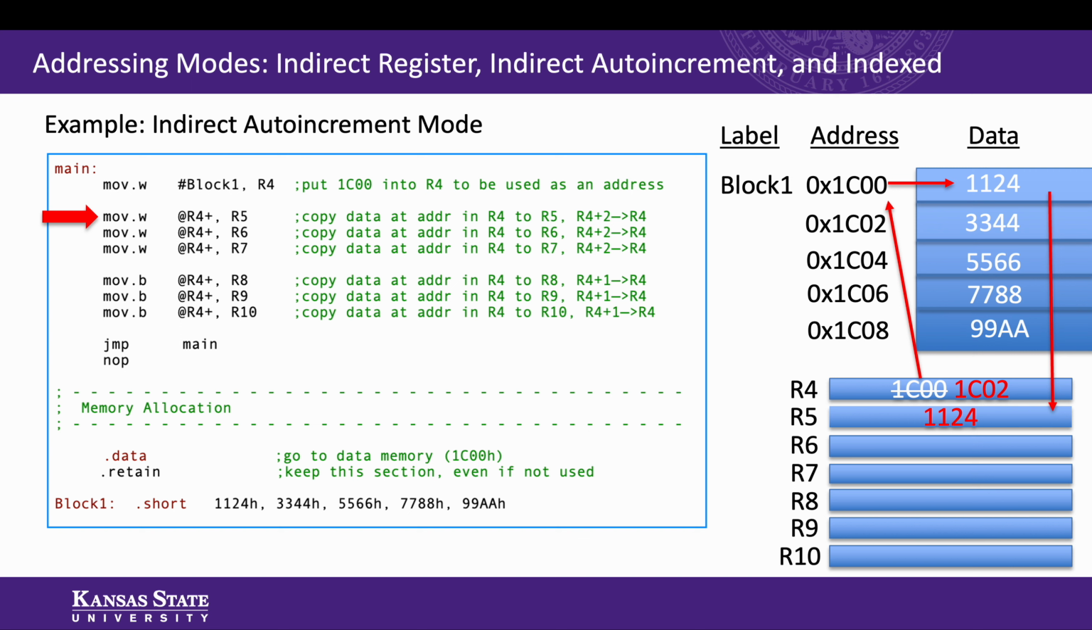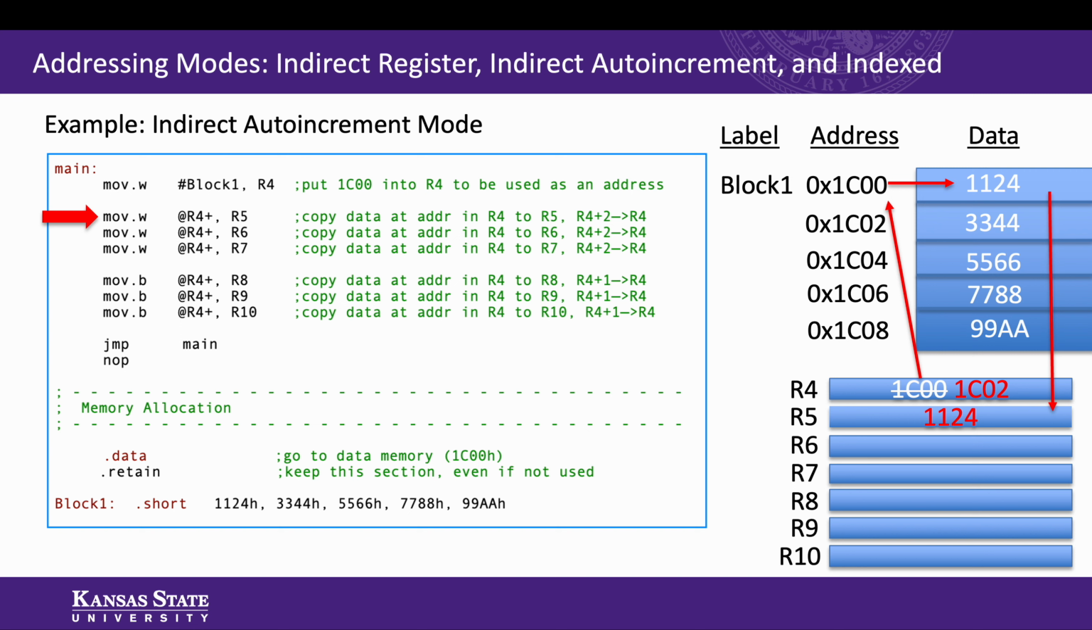Okay, now there's a lot to unpack in this instruction. R4, which is currently storing 1C00, is going to be interpreted as an address because of the @ sign before R4 in the operand. So it points to the value 1124 in data memory, and that value 1124 gets moved into R5. Also, 1C00, which was stored in R4, gets incremented. This is the new part. It gets incremented by 2 because we're operating on a word.